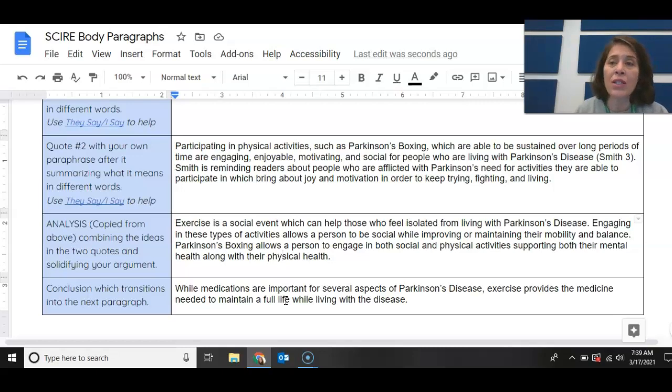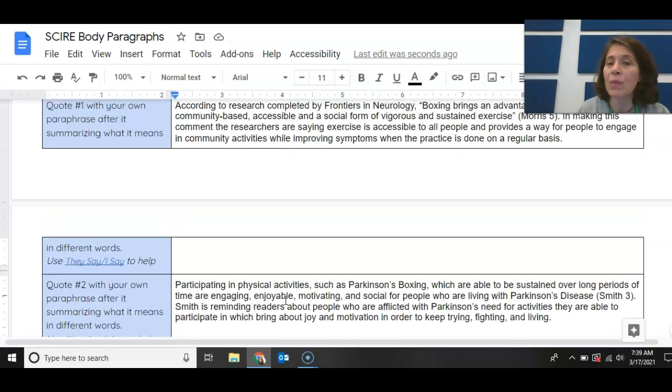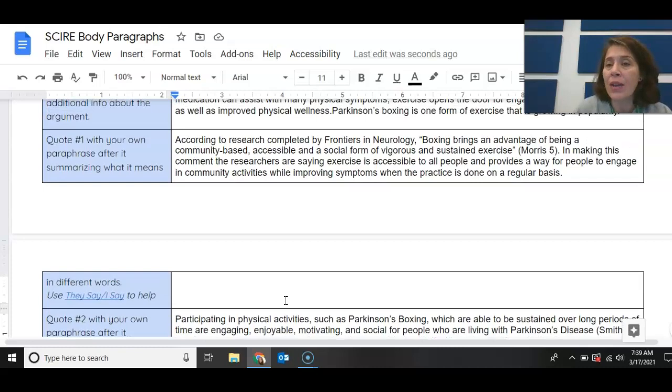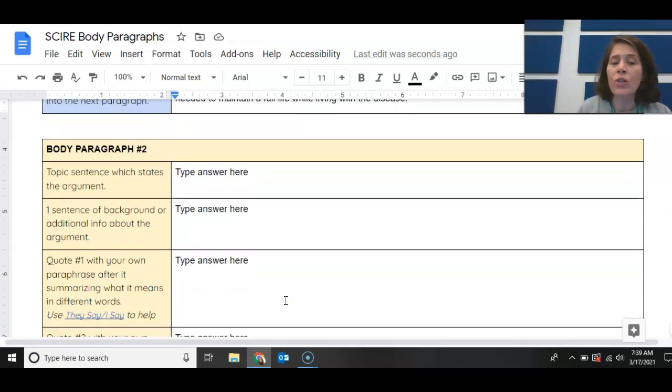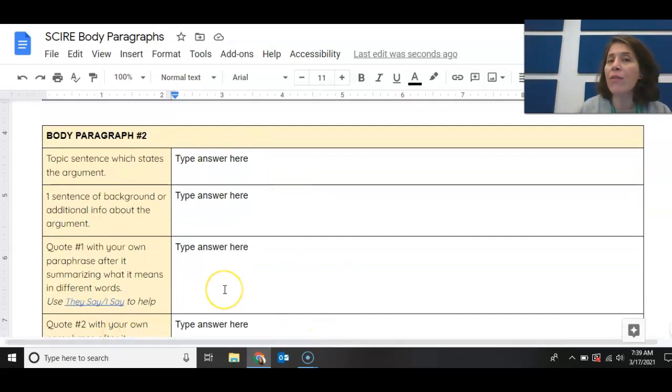When I transfer this to my document, I'm just going to copy each of these boxes in order and put them together. This is my paragraph. This goes perfectly together. You are going to do that again for body paragraph 2. Whatever your next best argument is, that is what you're going to do now.